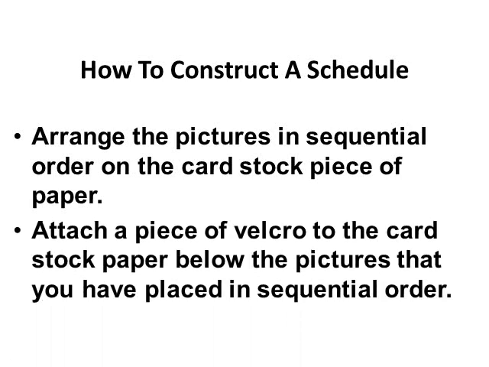Once you have all of them on there, then what you want to do is attach a piece of Velcro to the cardstock paper just below where the picture is, or those pictures that you have placed in sequential order. In other words, we have to figure out a way to get those pictures to stick to that cardstock paper so that we can use this visual schedule. Well, the way that you do that is you have a piece of Velcro on the back of the picture, a piece of Velcro on the cardstock paper, so that you can press one against the other and it'll actually stick on there. Let's take a look at what that looks like.